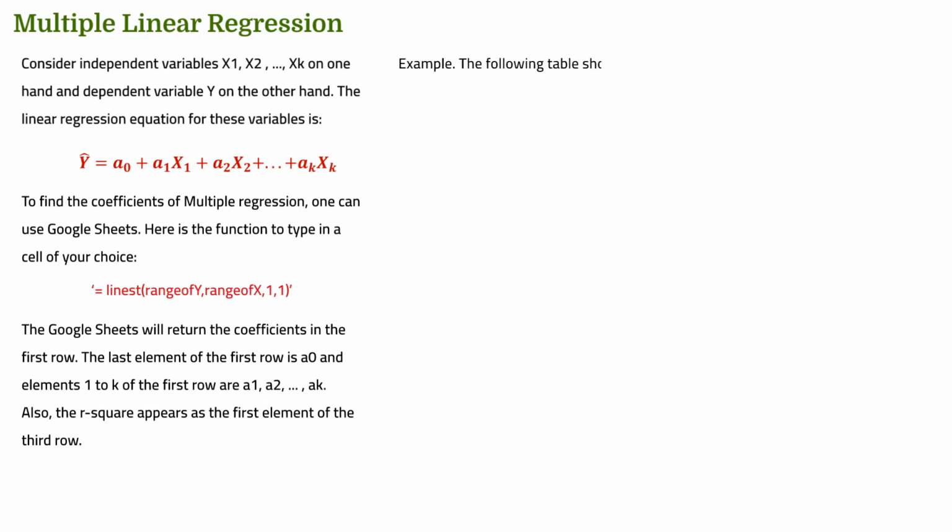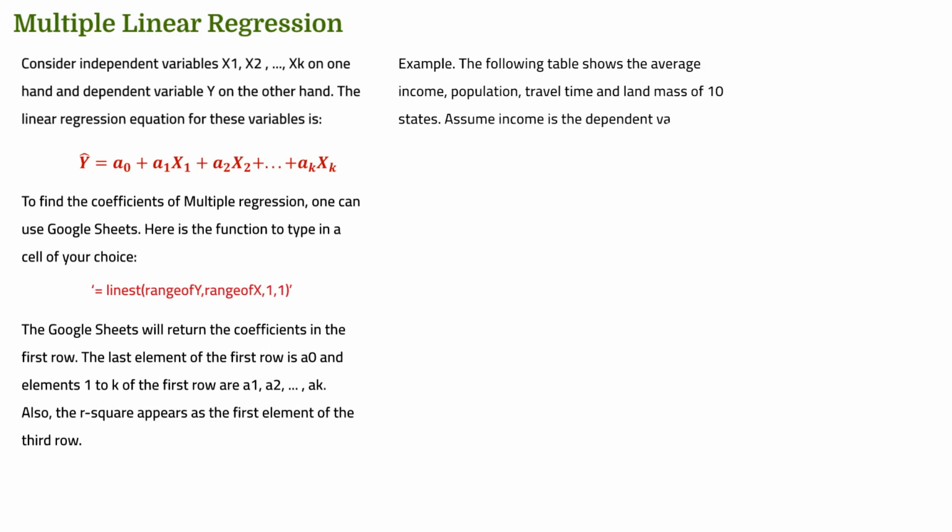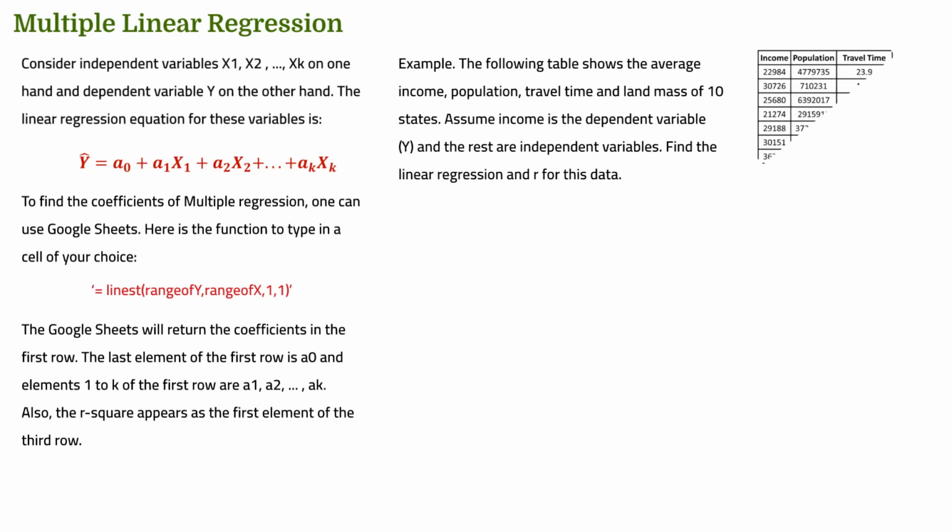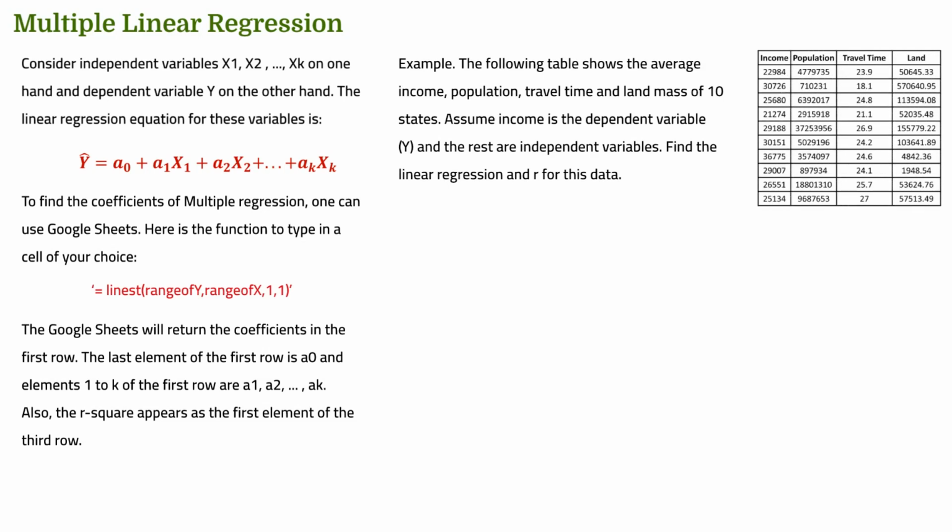Here's an example. The following table shows the average income, population, travel time, and land mass of 10 states. Assume income is the dependent variable, y, and the rest are independent variables. Find the linear regression and R for this data. Here's the data in the table. We have 10 states, every row is for a state, and the income, population, travel time, and land for every state is recorded in every row.